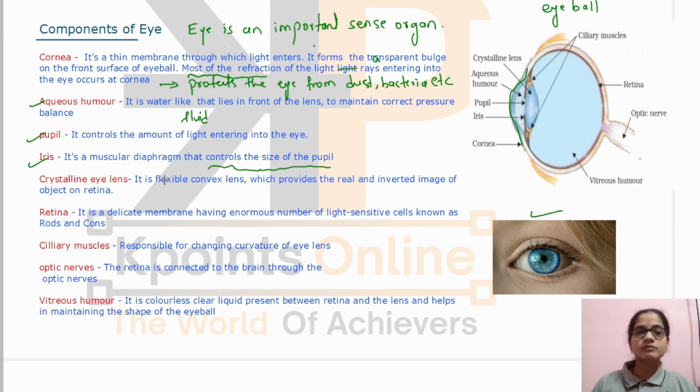Now, this is the colored surface which you are seeing here. It is called the iris. You can see iris of various colors like brown, black, gray, etc. This color of the iris is due to the pigment present in it, that is melanin. That pigment is responsible for the different colors of the iris.